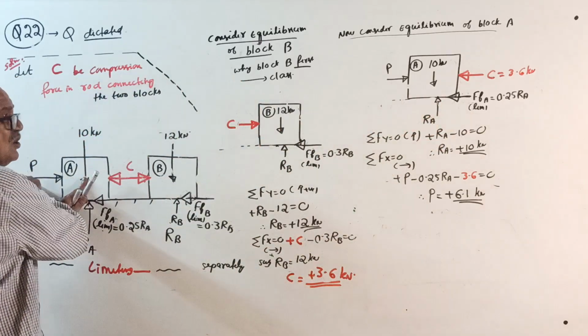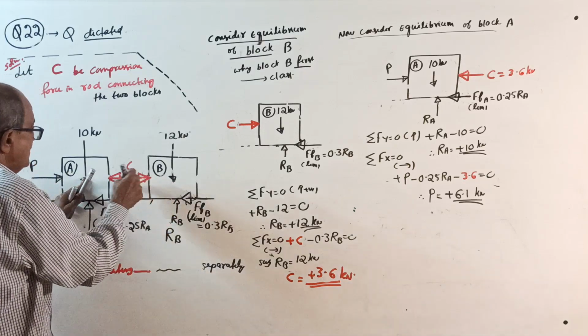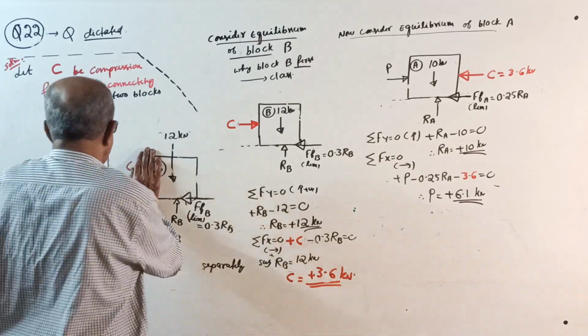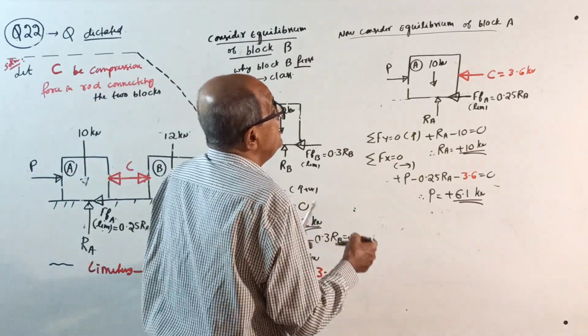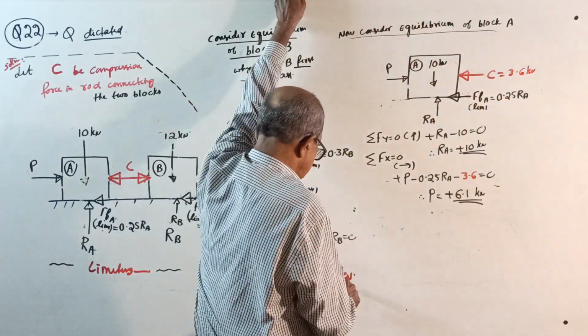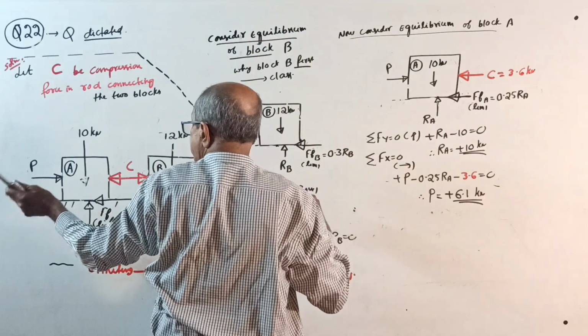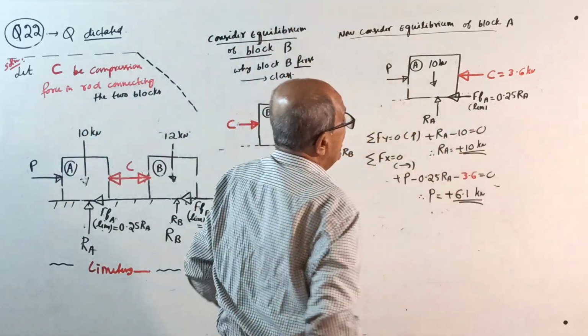Unknown force P, you have to find out. Now for block B, that force. For block A, this force C, which is already calculated here, is 3.6 kilonewton. And friction is to the left side, 0.25 RA.